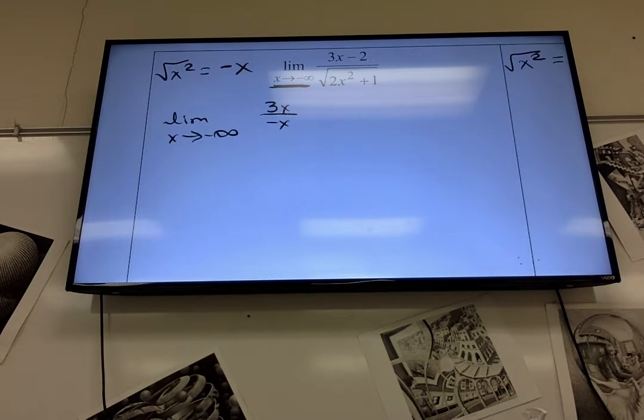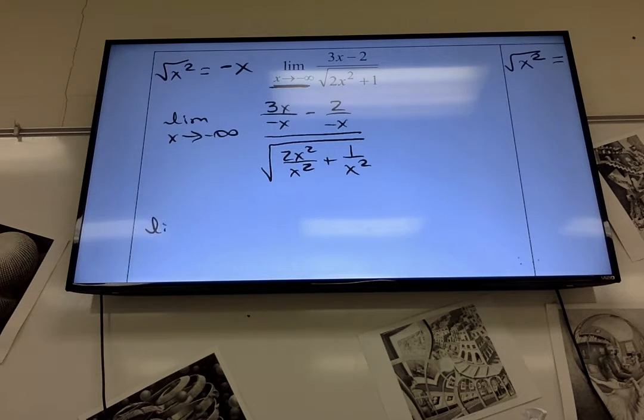Minus 2 over negative x over the square root of 2x squared over x squared plus 1 over x squared. We okay with that? Yes. All right, sweet. Now that my brain's working.